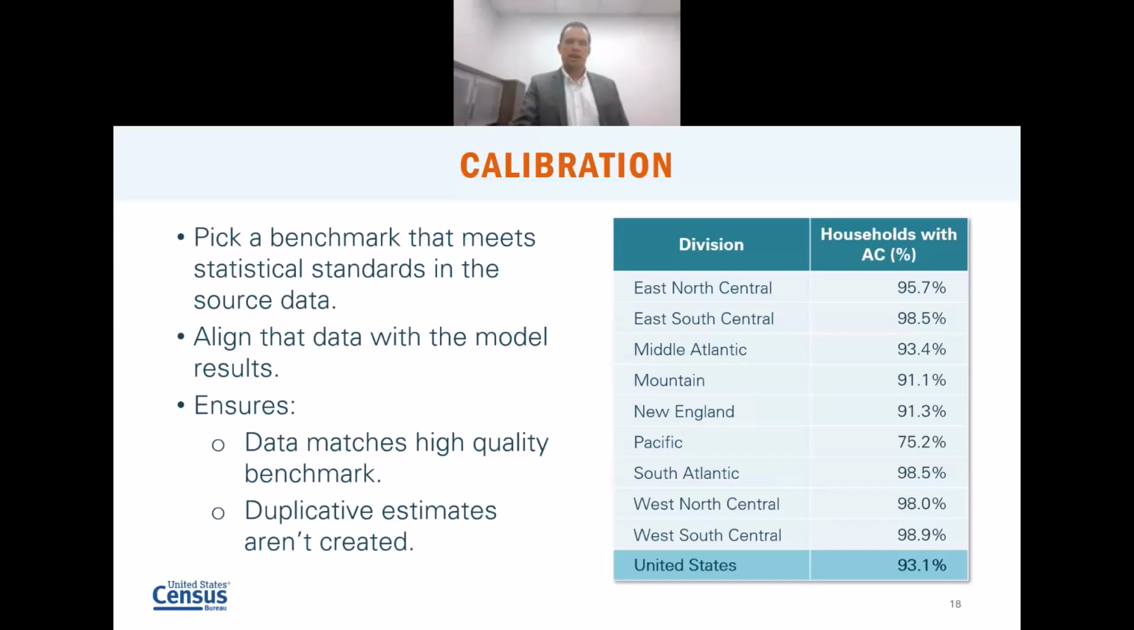And so we went back and utilized the division information from the American Housing Survey on whether or not the household had air conditioning. We utilized this for a couple of reasons. As I mentioned earlier, we want to make sure that our data matches high quality benchmarks. But we also want to make sure for our data users that we don't create duplicative estimates, that there aren't multiple estimates that you can get for, in this instance, air conditioning in the household for a certain place. And so we've aligned the estimates to make sure that they align with the division level.